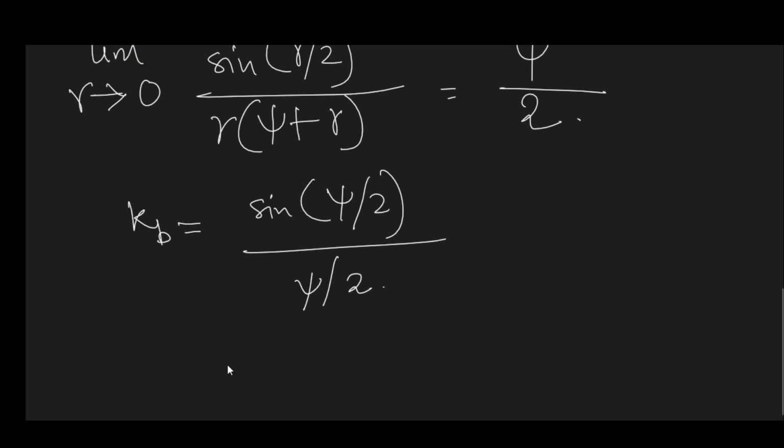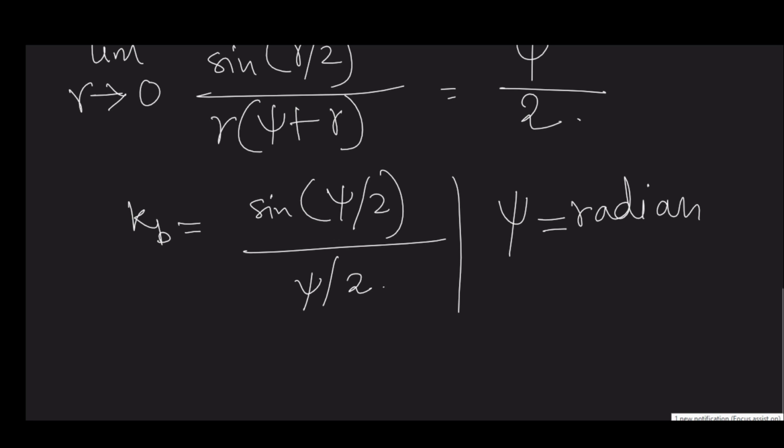Now, one thing, do not forget that when you consider this psi by 2, this psi is never in degree. If you consider it in degree, then it will be a suicidal atom. This one is always in radian. So what is the general value of psi? For a narrow spread coil, what is the value of psi? If you recall, it is 60, or better we will say it is pi by 3. We have to develop this habit instead of saying 60, 30, otherwise we will make mistakes.